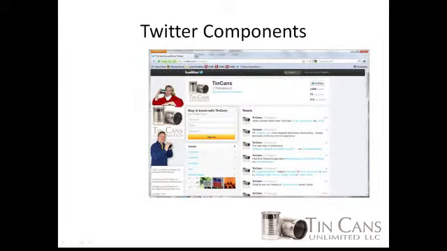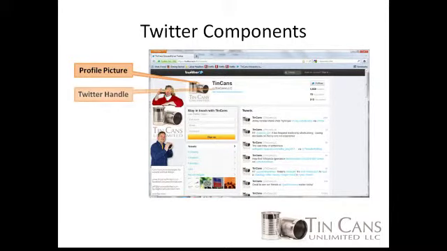Among the Twitter components, you'll see these on a well-rounded Twitter presence. You'll have a profile picture. That's going to be another branding opportunity. Your Twitter handle should reflect your business. In this case, you would find Tin Cans Unlimited by going to twitter.com/TinCansLLC. You want a customized background. When you put this background out, it's another branding opportunity.